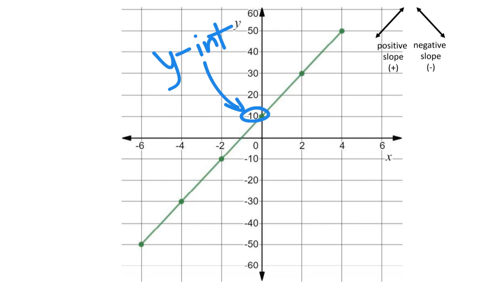Before we find the slope of this line, take a look at its overall shape. Is it pointing upwards or is it pointing downwards? It most definitely is pointing upwards, which means it must have a positive slope.